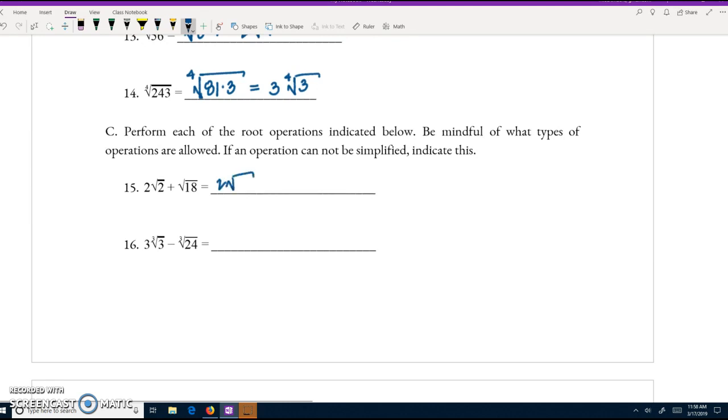But I can go ahead and start simplifying that root 18 by breaking it apart to 9 times 2, because 9 is the perfect square that divides in there. And then from that 9, I can bring a 3 out in front of the radical. And now both of my operations are square roots of 2. So I can add 2 root 2 plus 3 root 2 to get to 5 root 2.